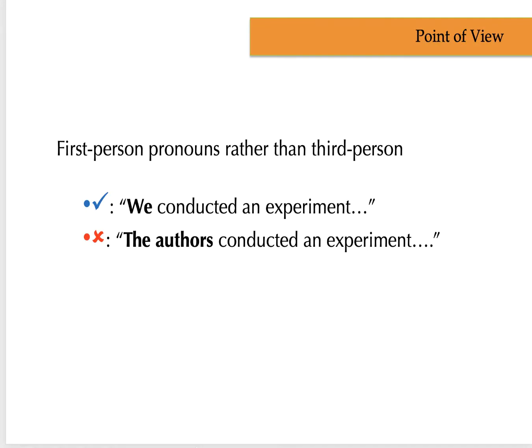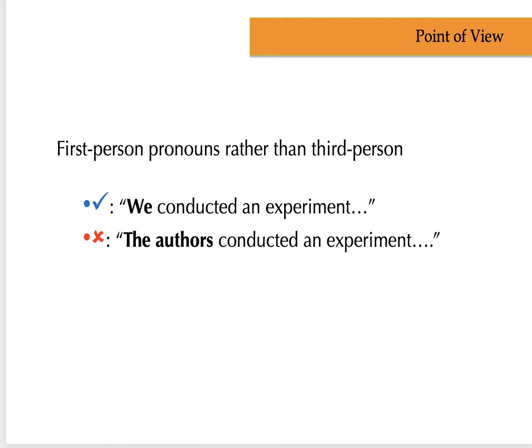So let's move to the point of view. First person pronouns rather than third person. The third person point of view belongs to the person or people being talked about. The third person pronouns include he, him, his, himself, she, her, hers, herself, it, its, itself, and so on. So let's look at this one.